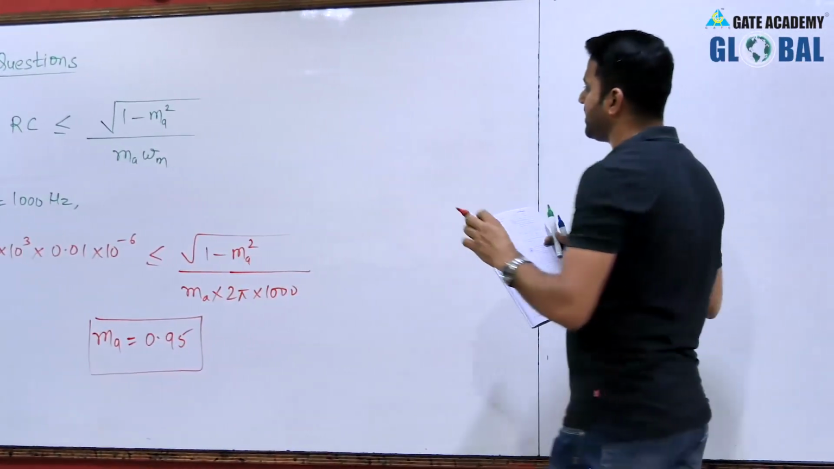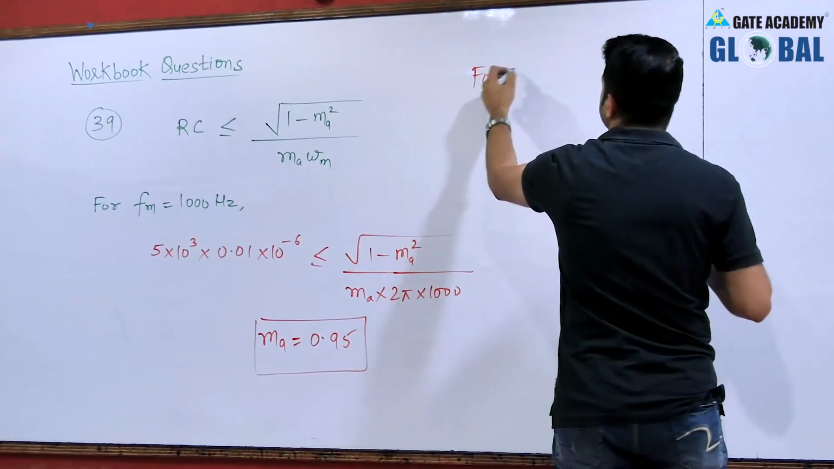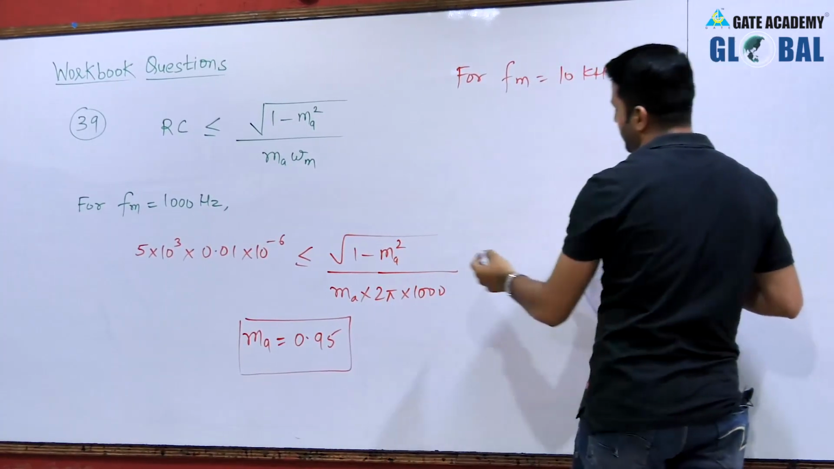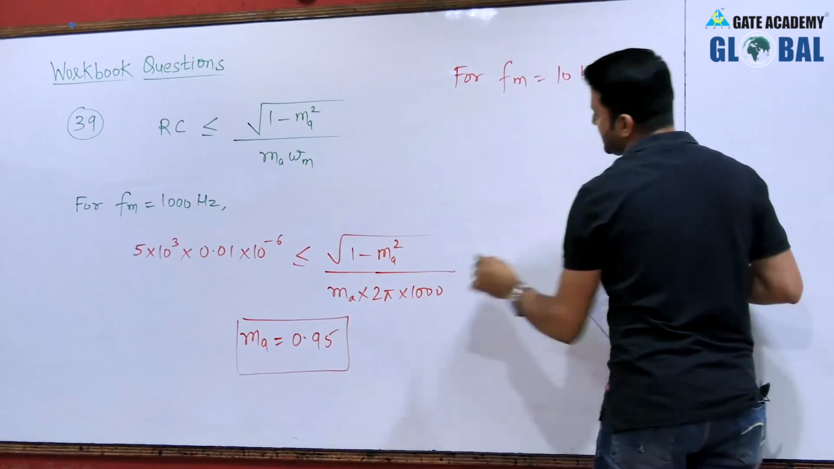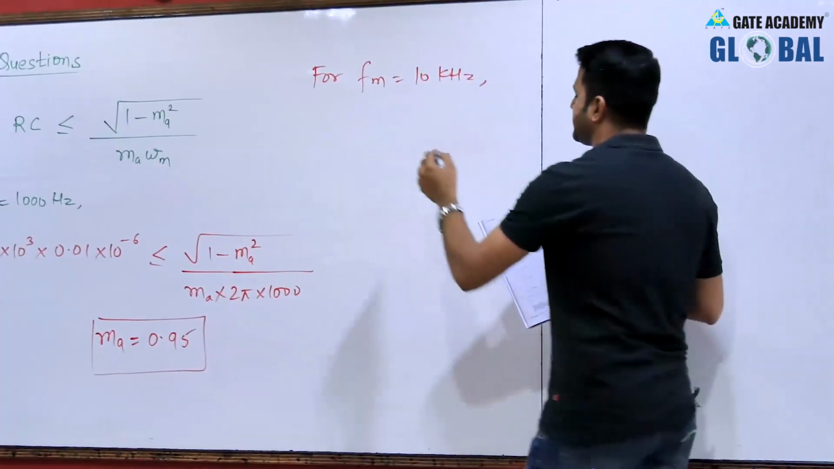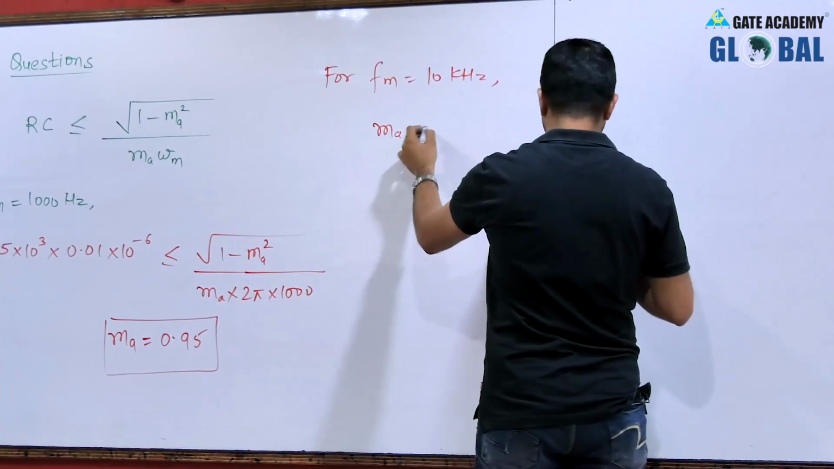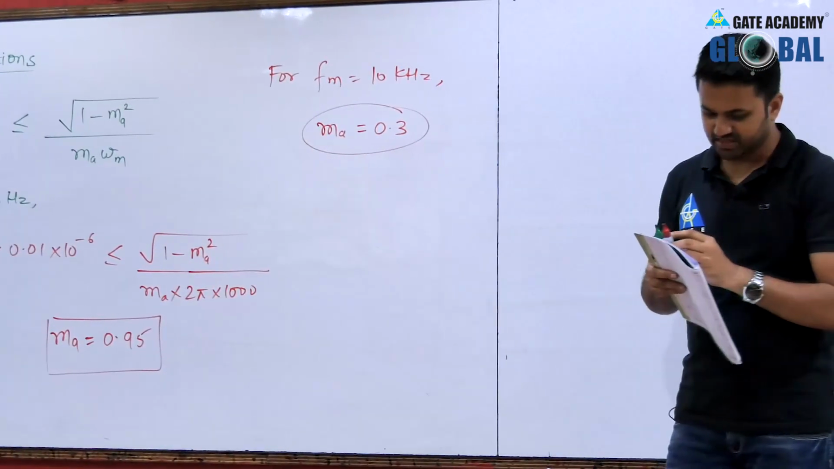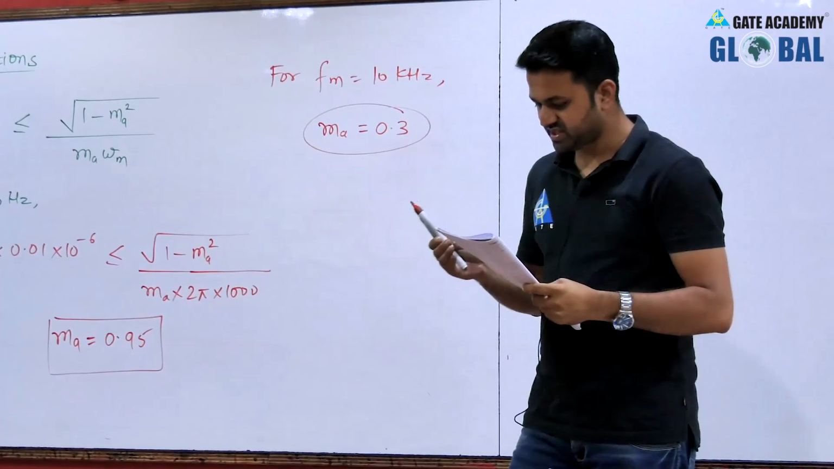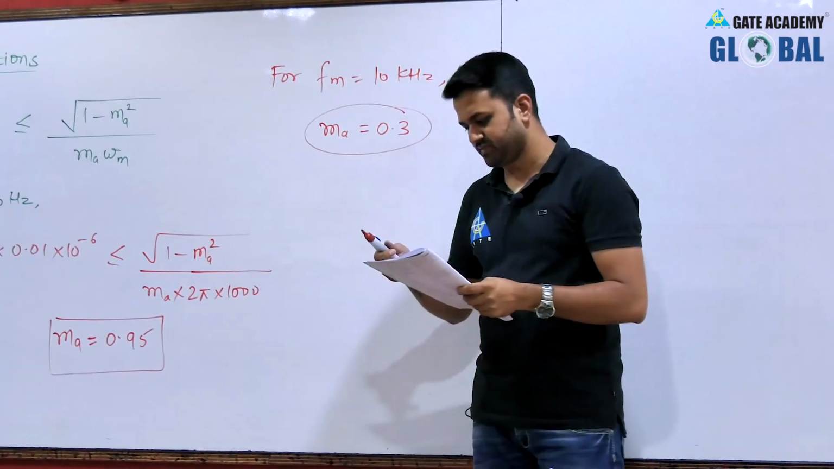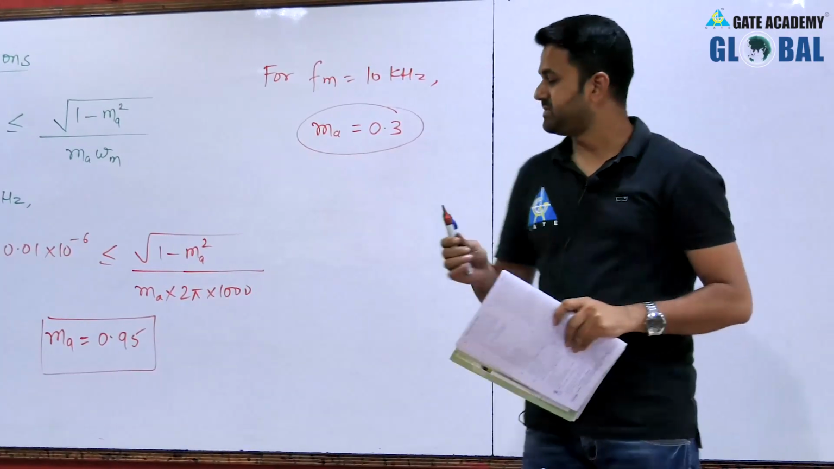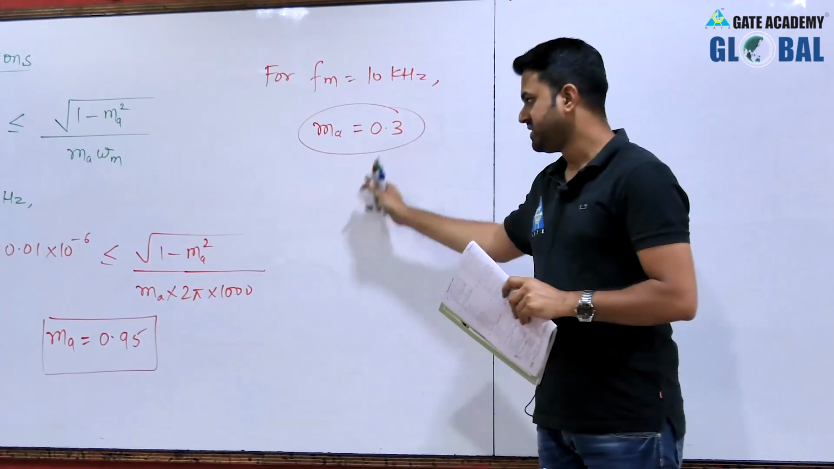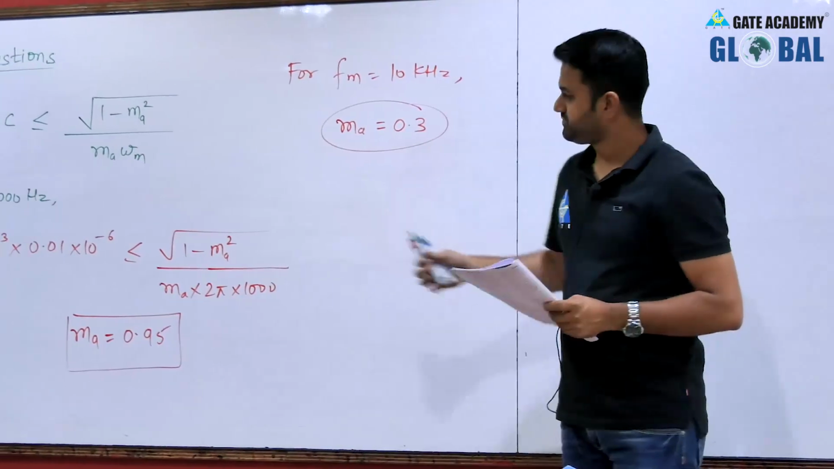And similarly, for Fm equal to 10 kilohertz, you just have to substitute the value of Fm here as 10 kilohertz and you will get the value of modulation index as 0.3. So, you can check the answer, the options are given to us. If the answer is different, then it will be one of these options only. I am just writing according to this answer, I have not solved this particular equation, you can solve it.